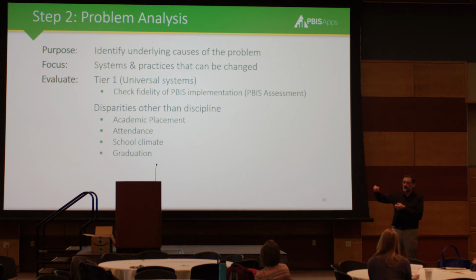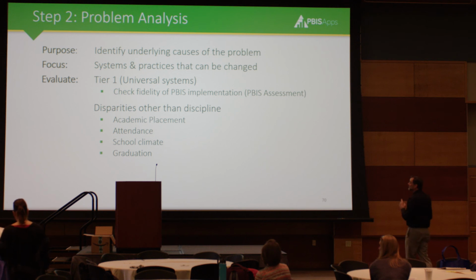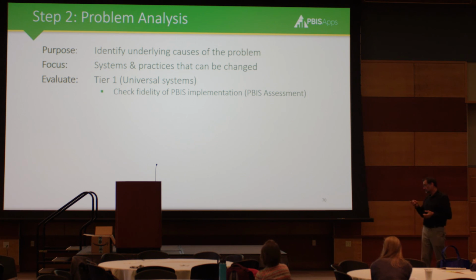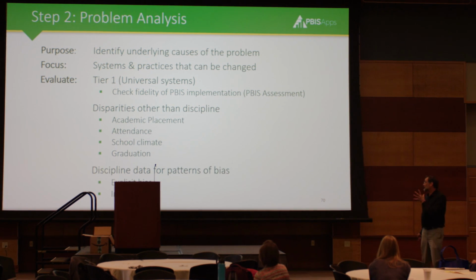As of January, we'll also have in there, you can ask your staff what their perception of the school climate is, and you can ask parents what their perception of the school climate is. So you'll have the ability to use PBIS assessment to measure students' perception, staff's perception, parents' perception of your school climate. We can look at our graduation or our grade promotion rates to see how well those are going. And we can look for patterns of bias.